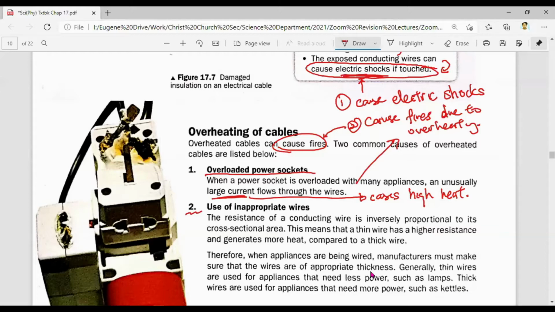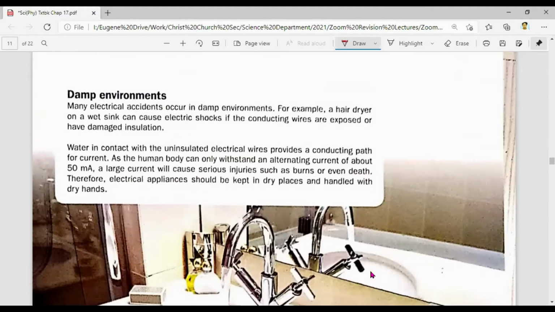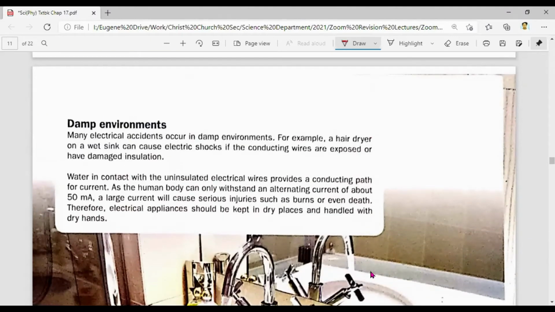You don't want this in your home. Damp environment. Damp environment just means there is water around.